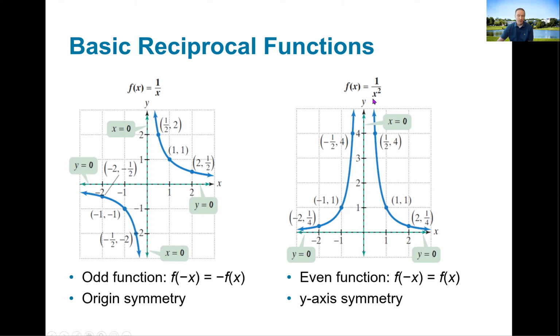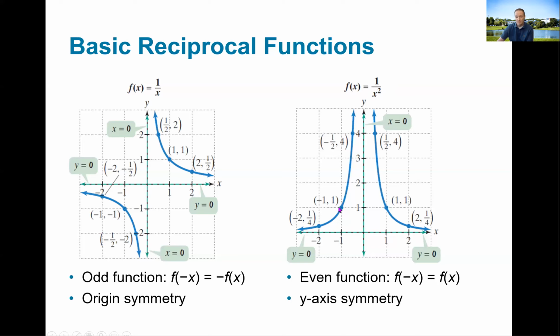Over here, if you have 1 over x squared, part of it looks very similar. The 1 over x and the 1 over x squared look similar for positive values of x. 1 over x squared approaches the x-axis and the y-axis a bit more quickly than this does, but it's still approximately the same shape for positive x values. Where it changes is this is an even function since x is now squared.